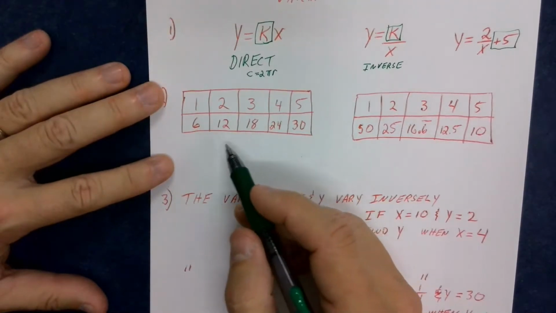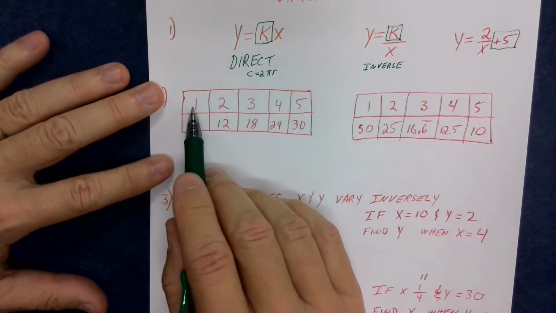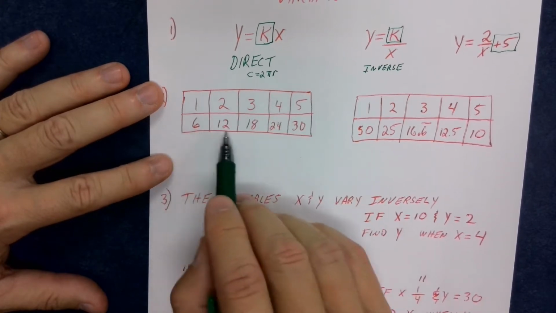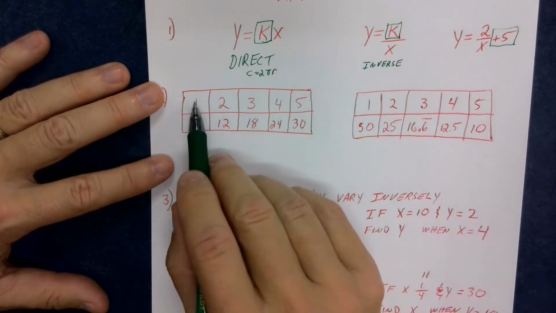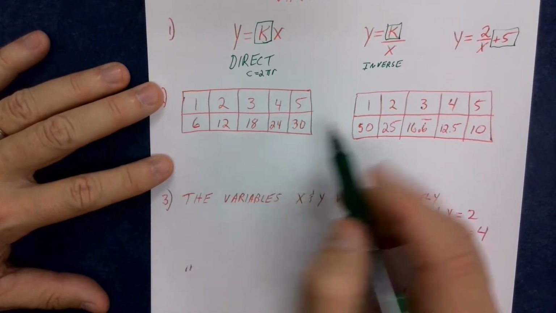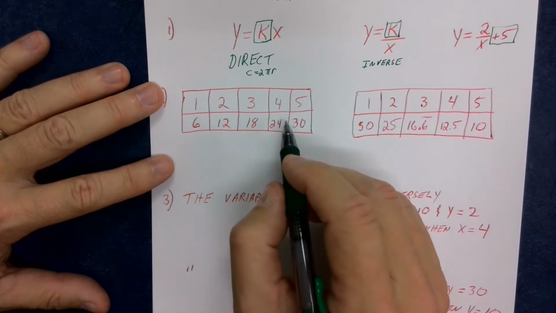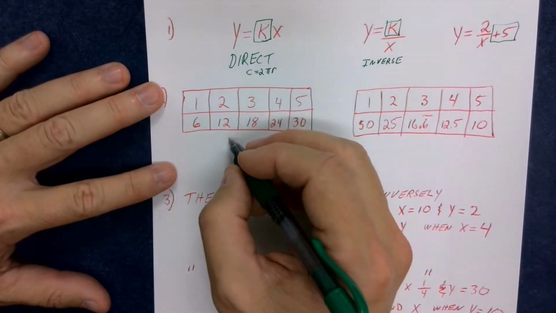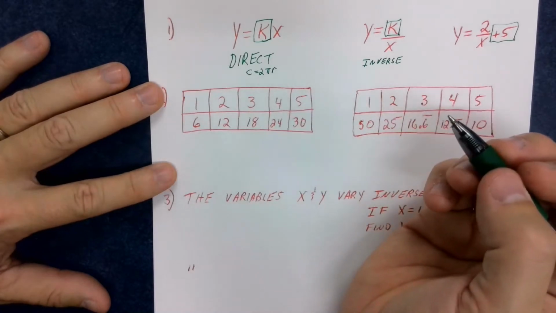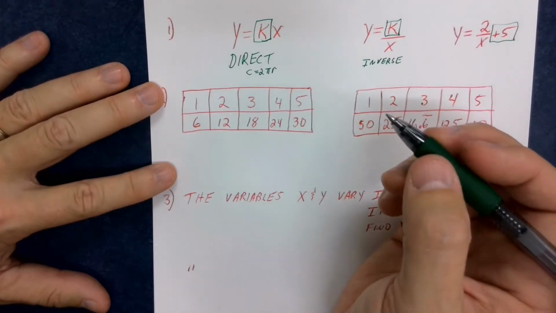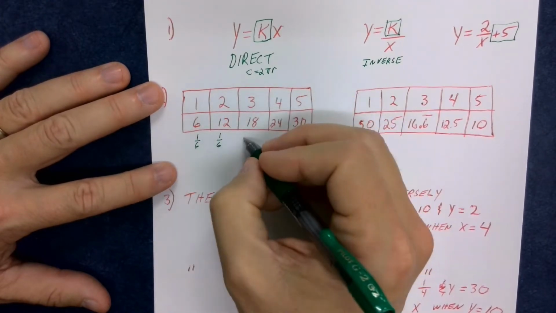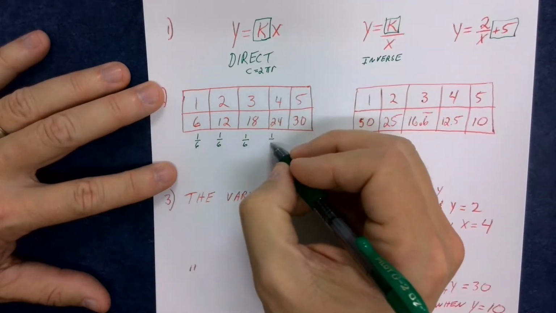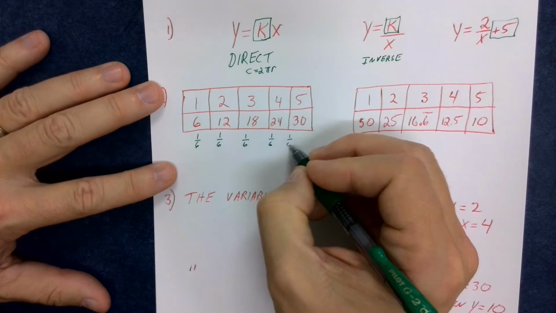Numerically speaking, I have some data. This variable is 1, 2, 3, 4, 5, and this variable is 6, 12, 18, 24, 30, and I want to know if they vary directly or inversely, or maybe neither. Well, the obvious thing is, as the x's get bigger, the y's get bigger. So if they're both going in the same direction, then it could only be direct. But we have to do more than that. We have to check to make sure that the ratio of these things is the same every single time. So this ratio is 1/6, 2/12 is also 1/6, 3/18 is also 1/6, 4/24 is also 1/6, and 5/30 is also 1/6.